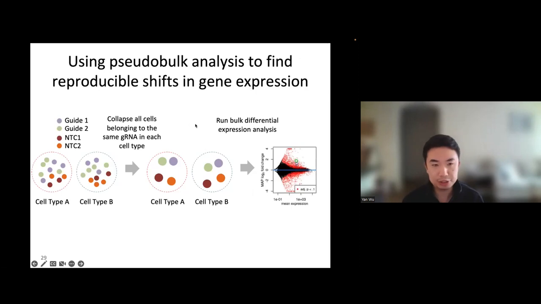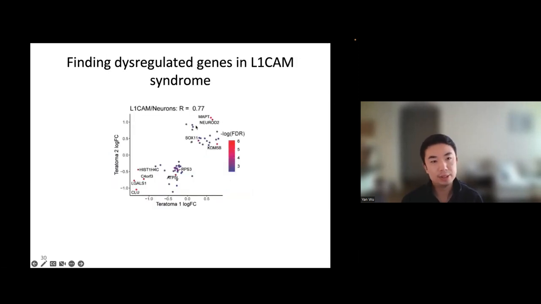We used the pseudobulk analysis here to find reproducible shifts in gene expression across guide RNAs and across teratomas. And what we found was that L1CAM knockout, trying to model L1CAM syndrome, resulted in a decrease of the expression of CLU, which is a chaperone protein implicated in neurodegenerative disorders such as Alzheimer's. And this link between L1CAM and CLU has been previously established, although in colorectal cancers. And it also results in the increase in expression of MAPT, which codes for the tau protein.